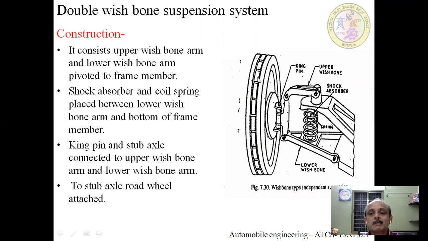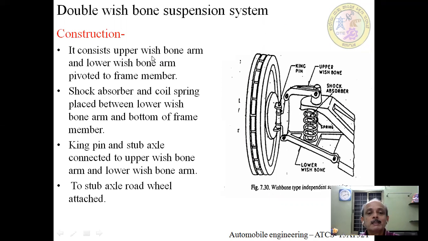In the sketch, the main parts are, as usual, the wheel, the kingpin, here it is, the upper wishbone arm, here to here. This is the lower wishbone arm, here to here. It has a shock absorber at the center, and also a coil spring. These are the main parts of the double wishbone suspension system. And one more part is the frame, also called the frame member. Now we'll see the construction one by one.